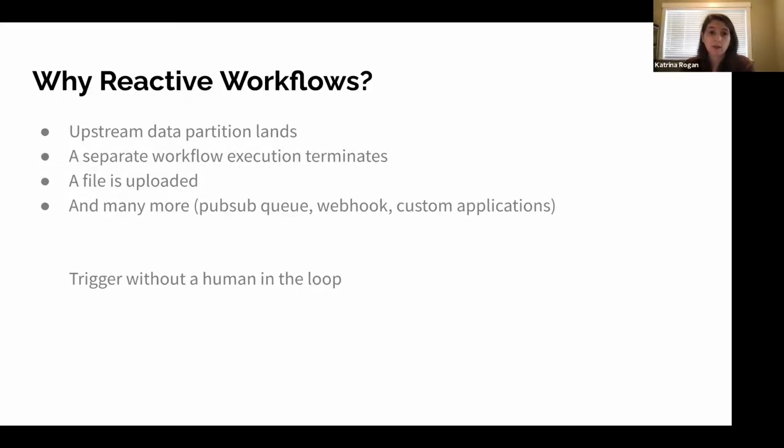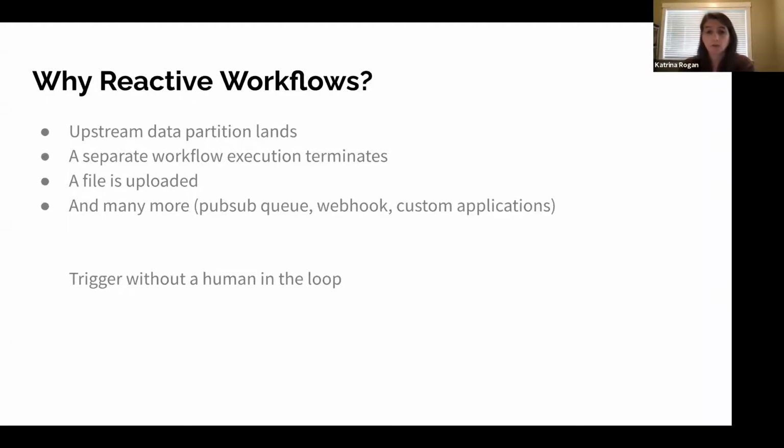So some examples of that are, say you have a data partition that lands upstream and then you want to go ahead and trigger some kind of processing job. Maybe a different Flyte workflow execution terminates successfully, and in that case, you want to use the outputs of that execution as an input to a separate execution. Continuing on the data partition theme, we could also have individual file uploads, some kind of marker that some process has terminated, and you can go ahead and start a different execution.